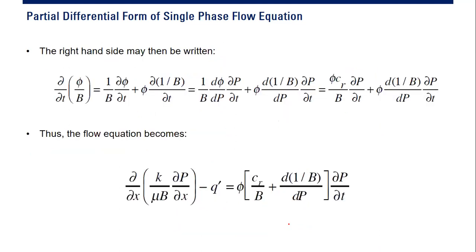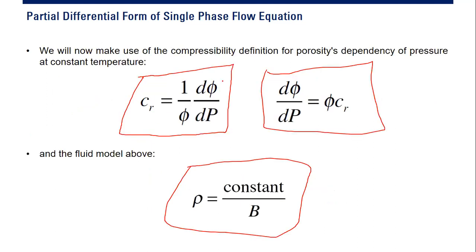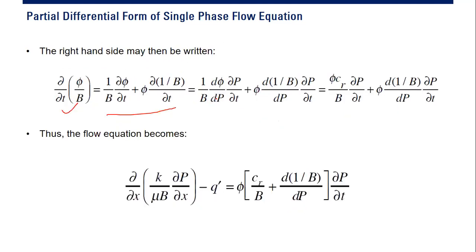Okay, now I will expand. The right-hand side may be written like this one. So first d/dt of porosity divided by formation volume factor. Now I use chain rule. I get 1 per B d porosity dt plus porosity plus this one. I get this one. And then I want to change d porosity dt, okay, using this method, yeah.